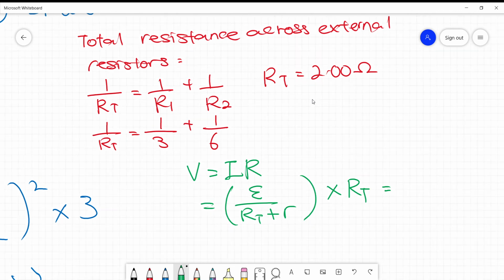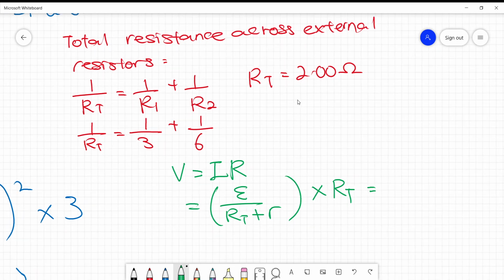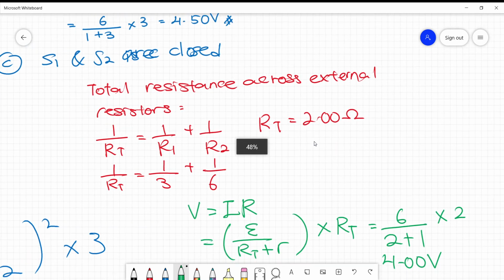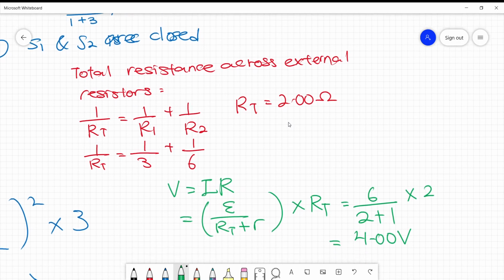The electromotive force is 6, of course. So the current is 6 over 2 plus 1, multiplied by the total resistance, which is 2. Finally, what I get for the terminal potential difference is 4 volts. This is how we calculate when both switches are closed.